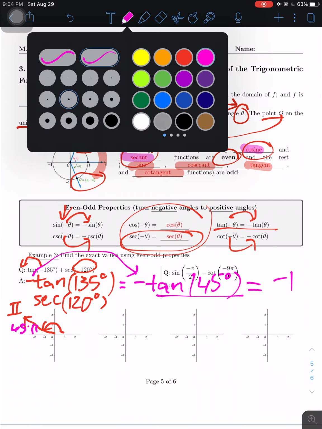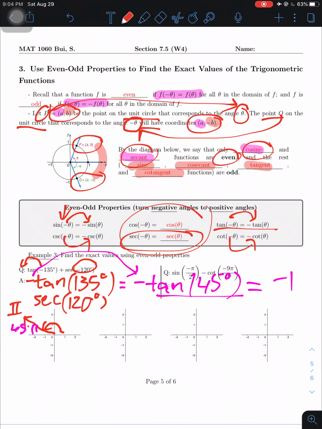Alright, so let's draw out the angle of 120. Where's 120? Well, it's in between 90 and 180, right? So it should be on the second quadrant. Okay, so it's there, also on the second quadrant. All right, so now what do we do?